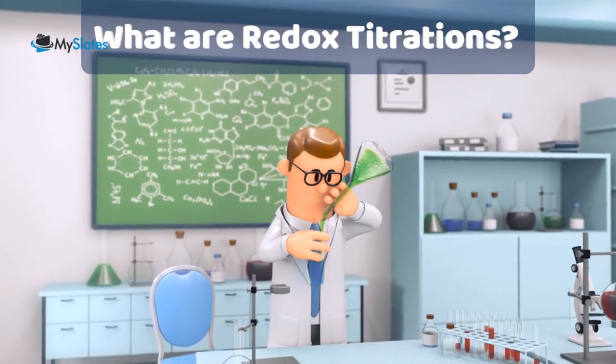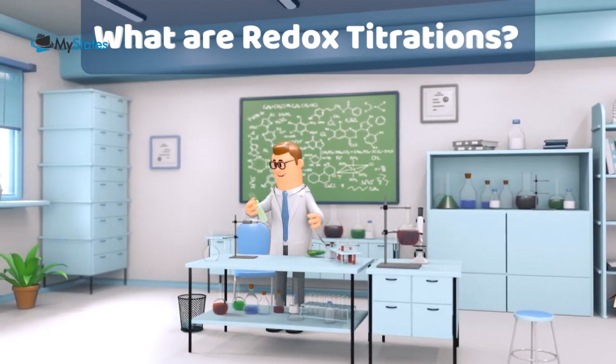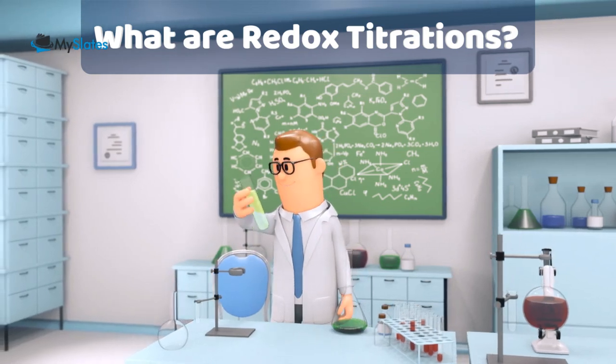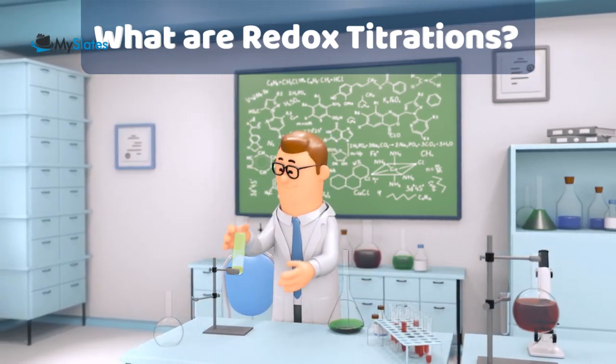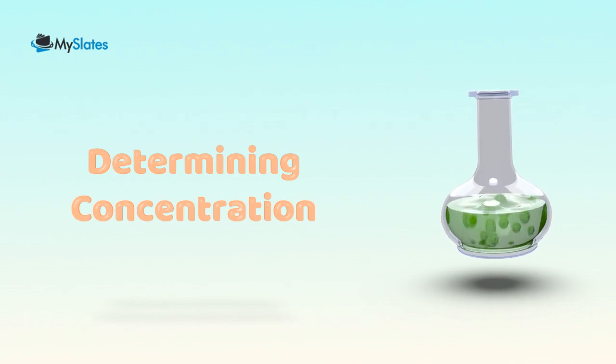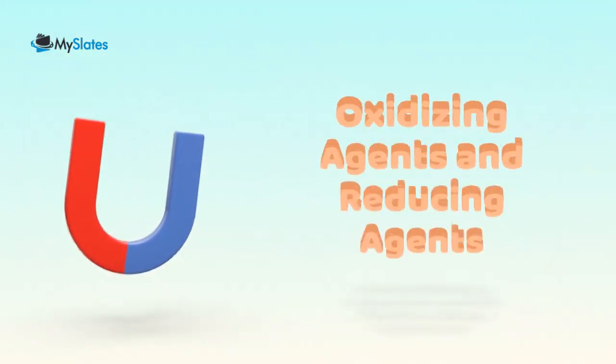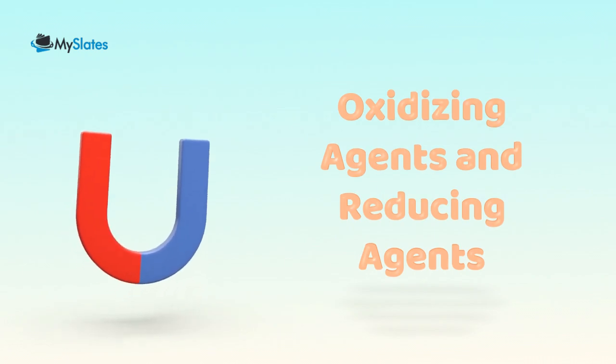Redox titrations are a fundamental technique in quantitative chemical analysis, where electron transfer occurs between an oxidizing agent and a reducing agent. This method is used to determine the concentration of an unknown substance in a solution by observing the changes in oxidation states. An oxidizing agent, such as potassium permanganate, KMnO4, gains electrons and gets reduced, while a reducing agent, like iron(II) salts, loses electrons and is oxidized.